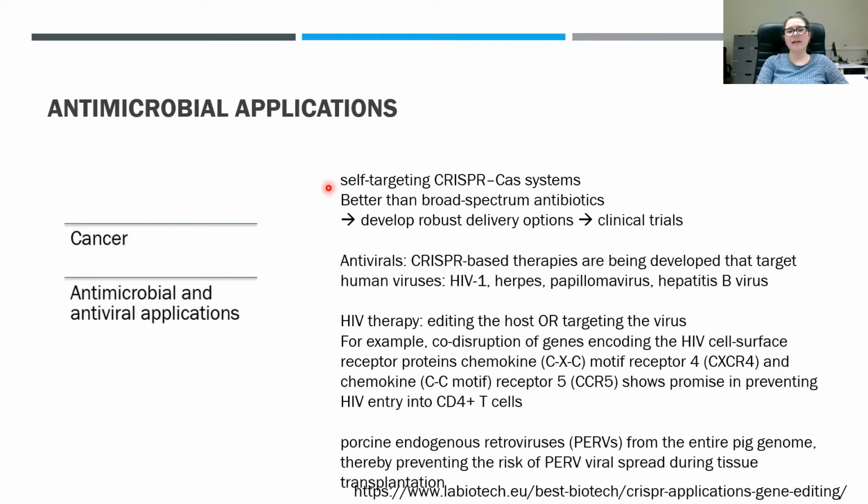The interesting thing is that we can make microbes target themselves with CRISPR-Cas systems, and this would be much better than antibiotics because when we use them, our good bacteria, our microbiota, are also destroyed. And the only thing needed for these cell-targeting CRISPR-Cas systems to be employed is robust delivery options to humans and then proceeding to clinical trials.